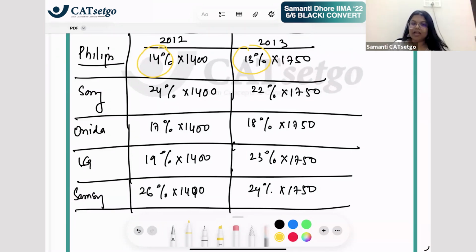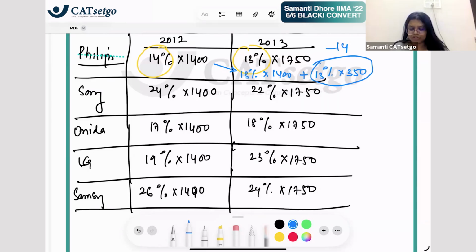Rather than calculating entire figures, can you do this? Can you say this is 13% of 1400 plus 13% of 350? Can you do this? Right? So now 14% of 1400 से 13% of 1400 हुआ है, तो ये तो 140 का नेगेटिव ही है. 1% तो 14 होगा. 14% to 13% मतलब 1% डिक्रीज ही हुआ है, राइट? तो ये 14 का माइनस हुआ ही. And this thing is additional. This much has been added.